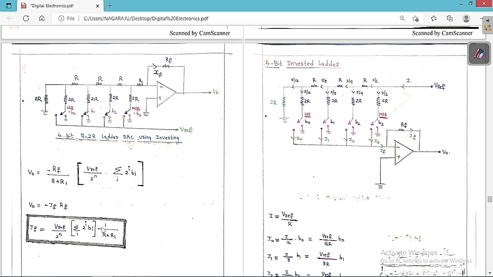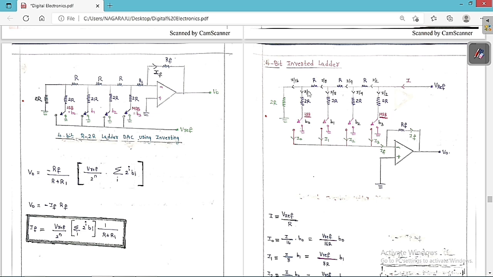You get this expression because when you equate the two expressions, Rf cancels and minus cancels. The remaining term is If equal to V difference by 2 to the power of n into the decimal equivalent of binary input into 1 by R plus R1. This is the current If flowing in the feedback resistor. This is the expression you always have to keep in mind, because in the examinations they are going to ask based on this concept.